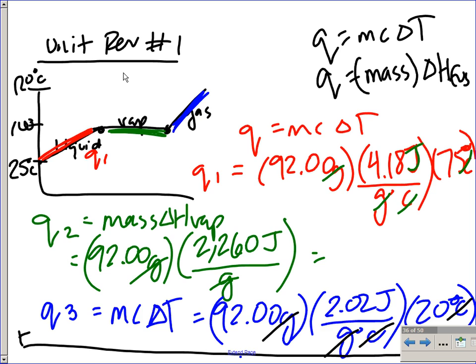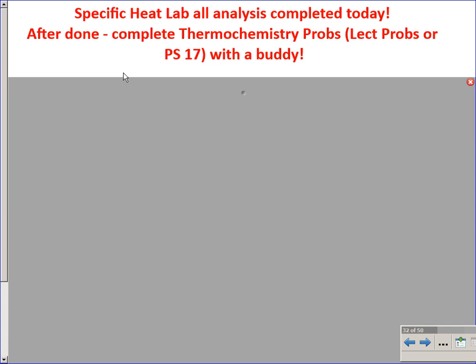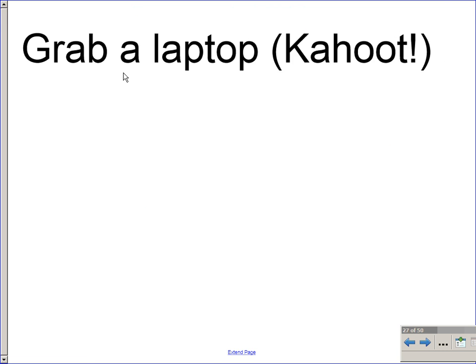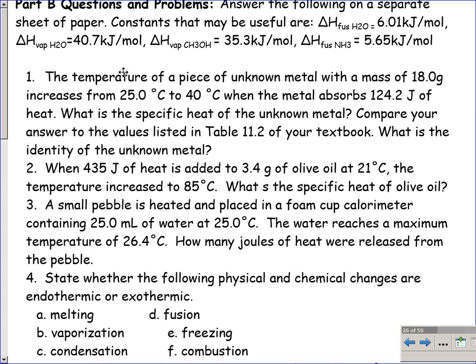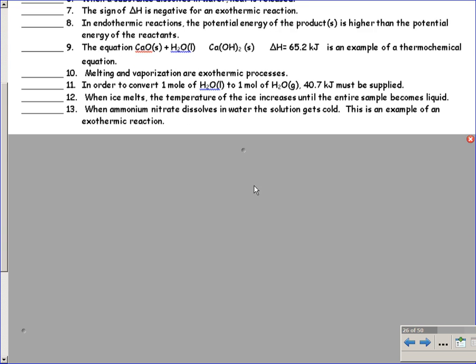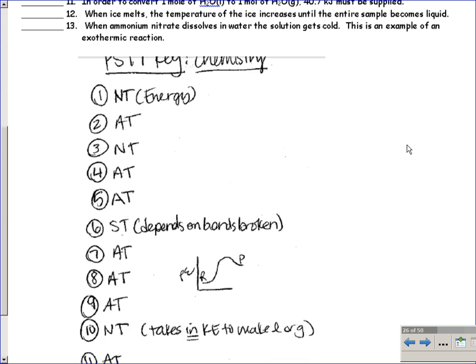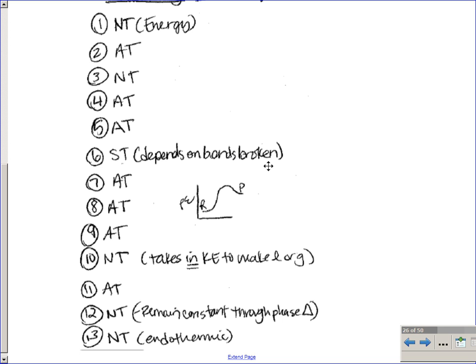Hold on. I have it pulled up here. I think I have it. Oh, before I do that, can I go over the true false? Yeah, true false. Here you go.